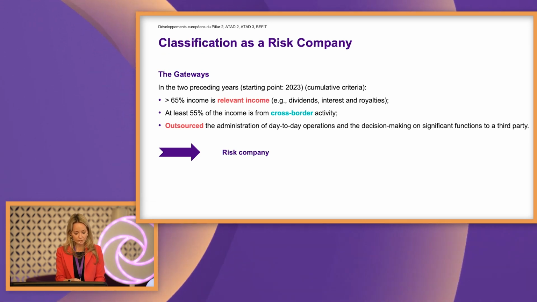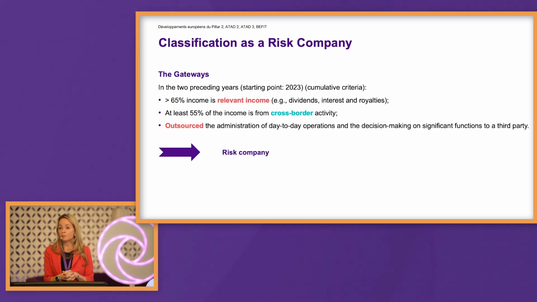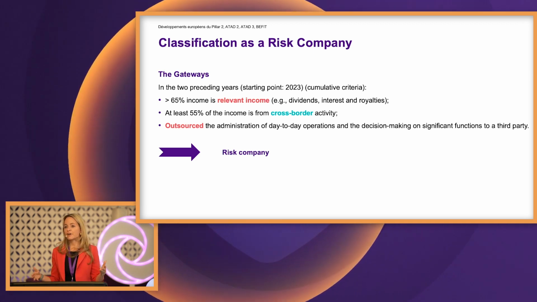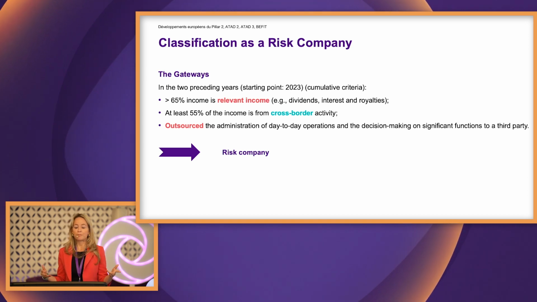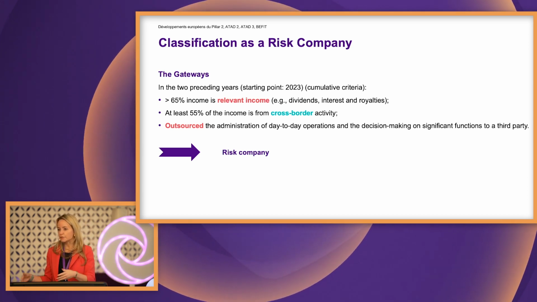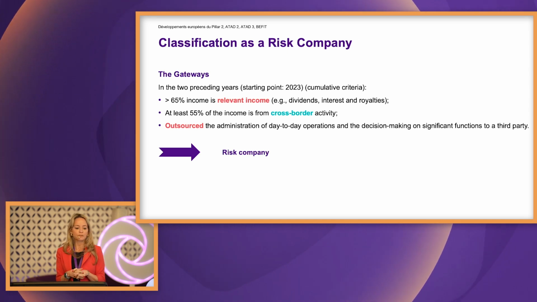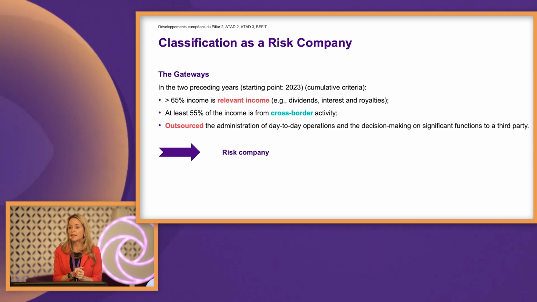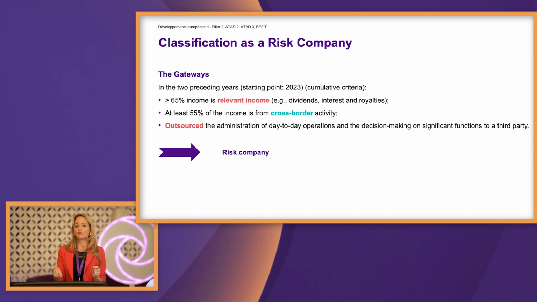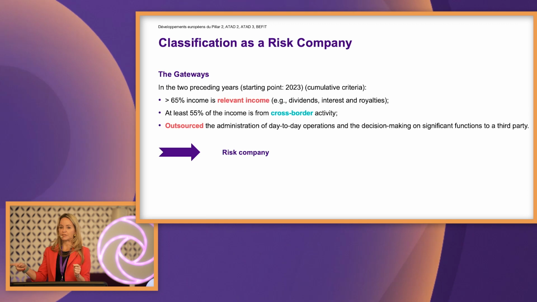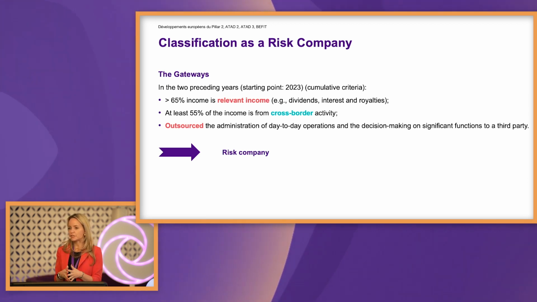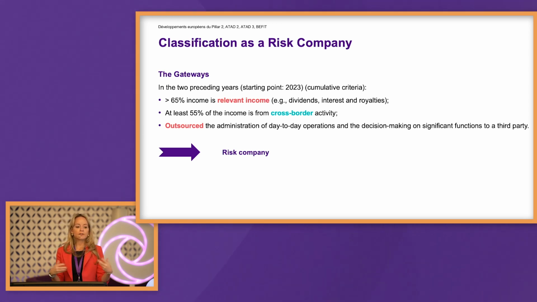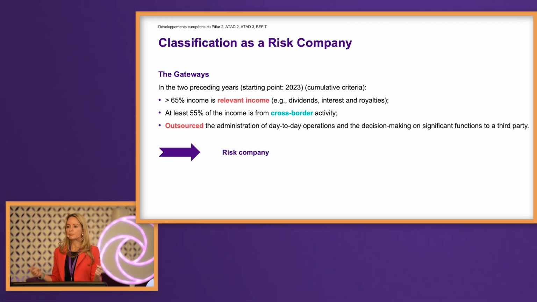I will go into the gateways. If you are an EU company and you pass these gateways, and those are 65% of your income is passive income, so dividends, interest, and royalties. Think of the Rolling Stones example I was giving you. At least 50% of that income is from cross-border activity. And you have outsourced your management to a third party. So let's say a trust office. So you do not have directors of your own, but you have outsourced it to a third party. Then you meet the gateways and you are in principle a risk company.